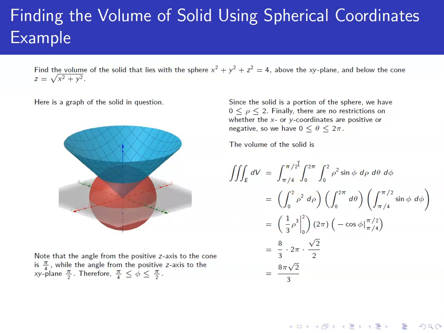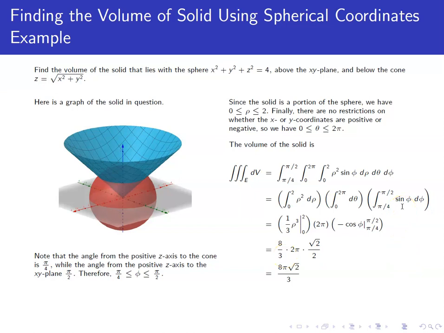Our integrand is factorable into a product of single variable functions, a function of rho, a function of theta, and a function of phi, and our limits of integration are all constants here, so I can break this iterated integral up as a product of 3 integrals. The middle integral is easy, that's just 2 pi. The antiderivative for rho squared is 1/3 rho cubed, evaluated from 0 to 2 gives us 8/3.